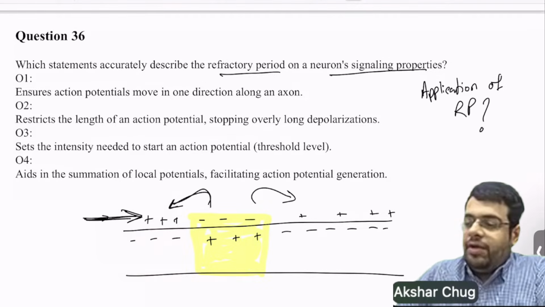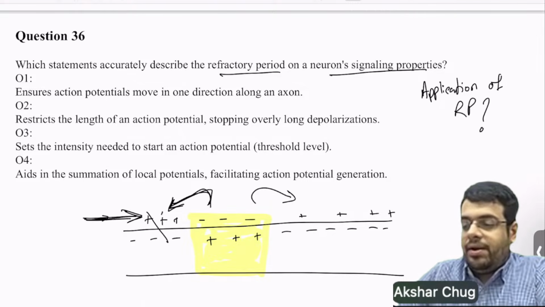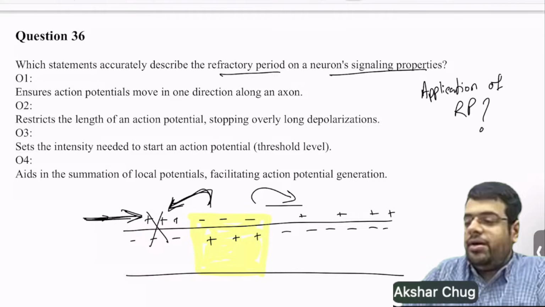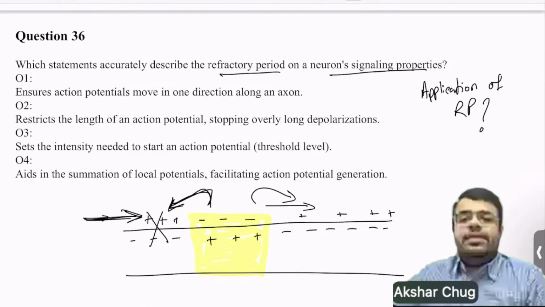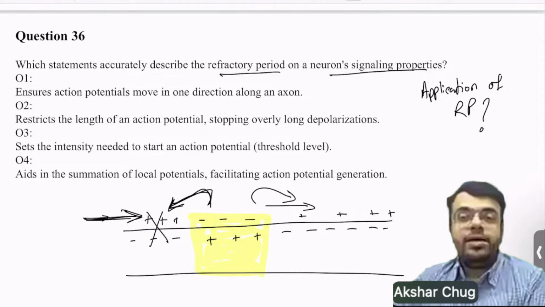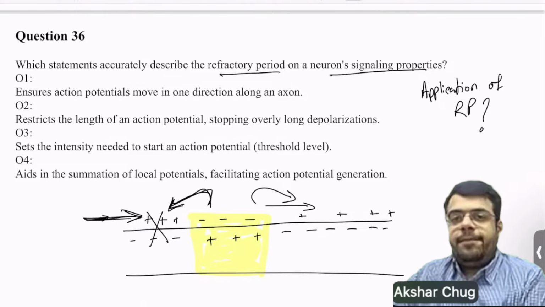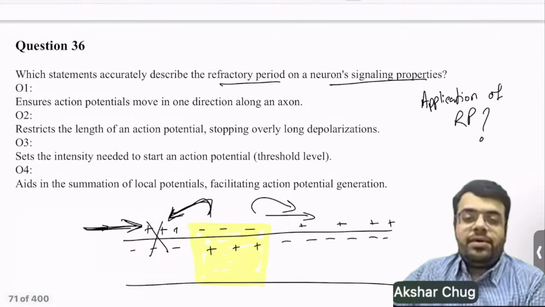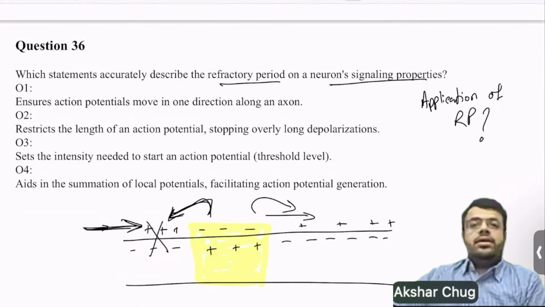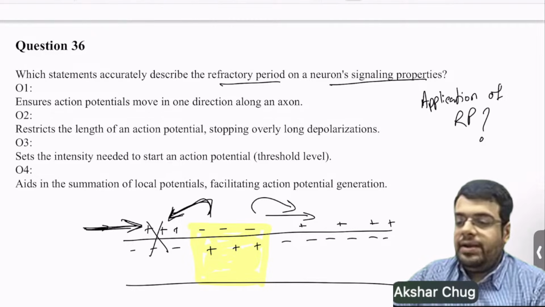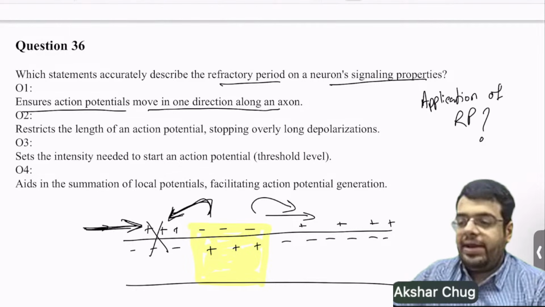So even if it is a strong stimulus, the neuron cannot depolarize in the opposite direction, and it will only depolarize in the forward direction. So basically, this is the physiological reason behind creating the refractory period. This was a tricky question. This was a very good question. It could only be answered if you have strong concepts in physiology. So basically, the answer would be it ensures the action potential moves in one direction along the axons.